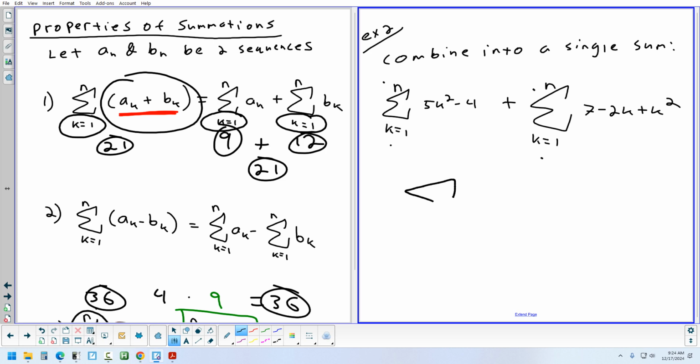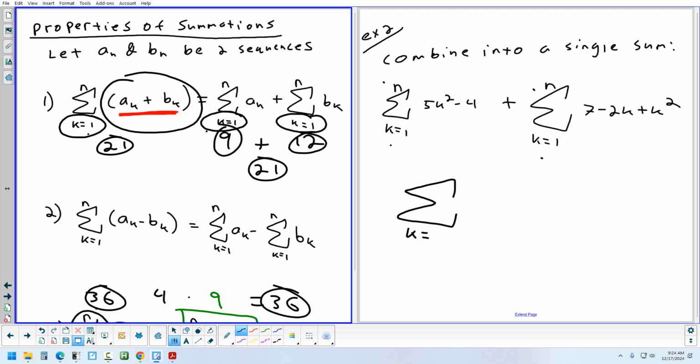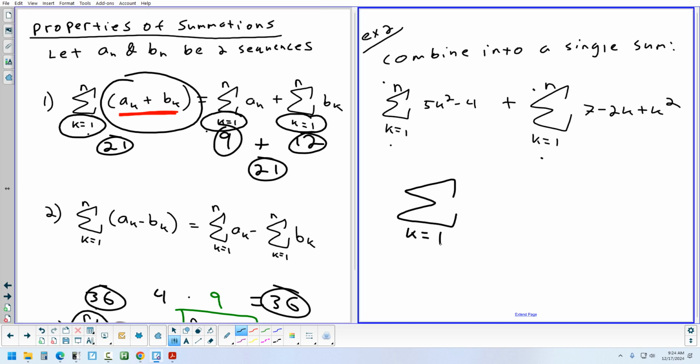So when we recombine them, what's going to be the starting point based on the formula we have up there? Yeah, it's exactly the same as the other ones, so it's going to start at 1. And what's going to be the stopping point? N. Okay, it's going to be exactly the same as the ones you had in the problem.